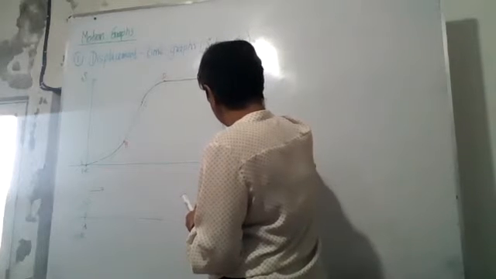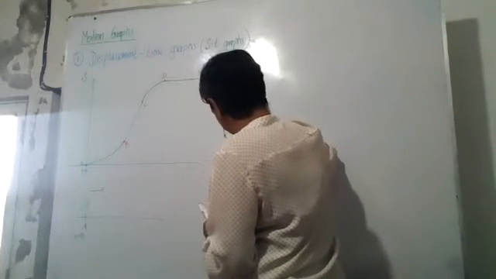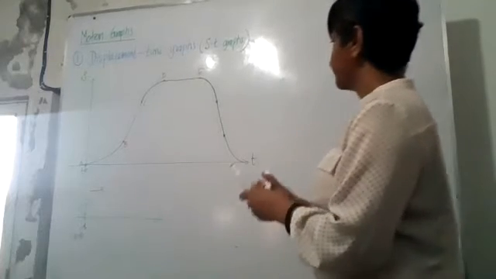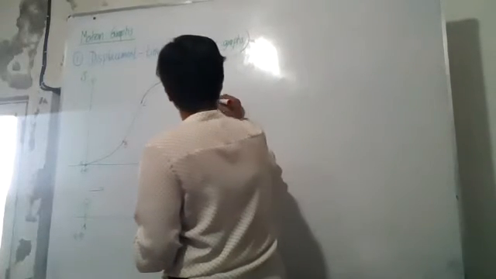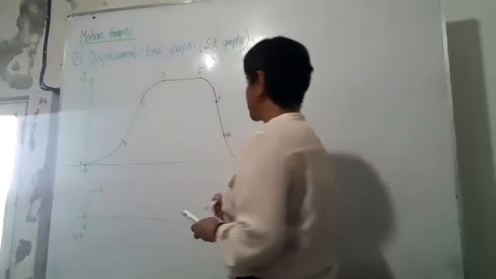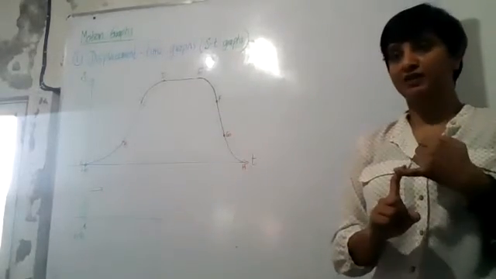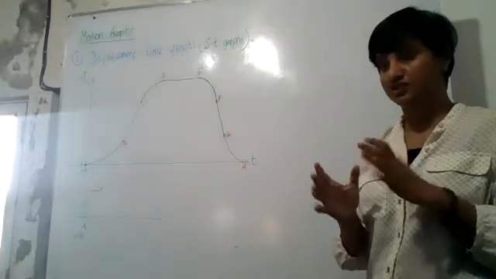From here it starts, it's a straight line. And then from here, C, D, E, G, H. Now, you put your hand up if you know the type of motion that I'm asking for in each section.